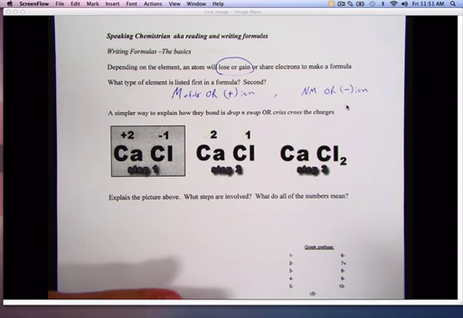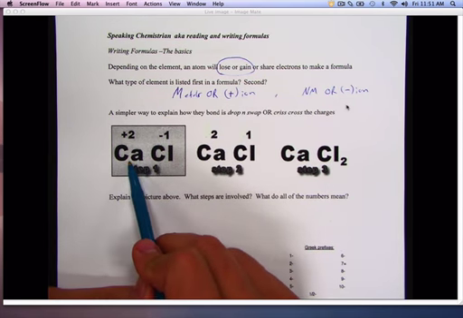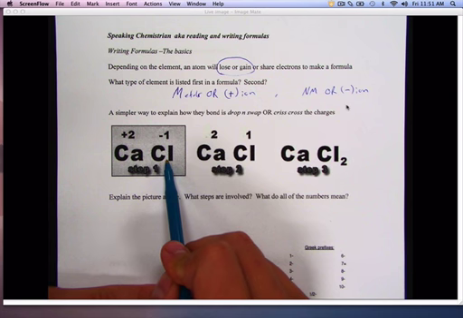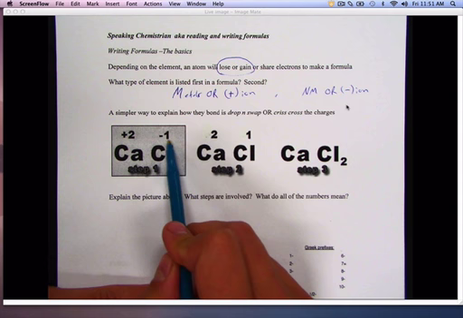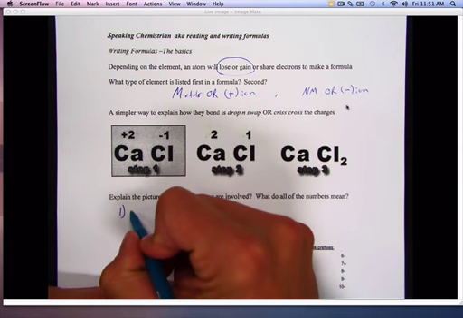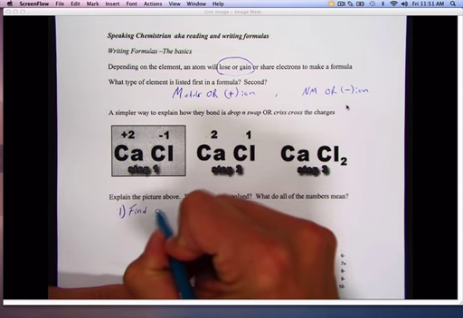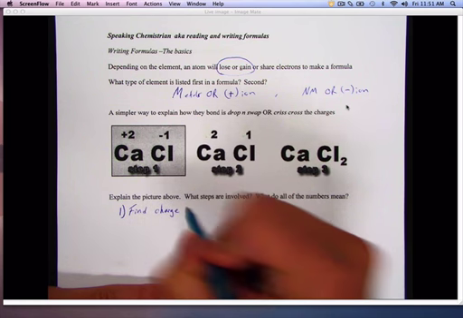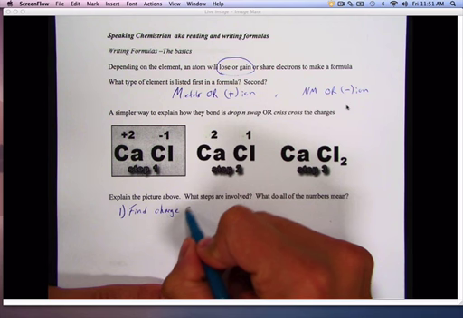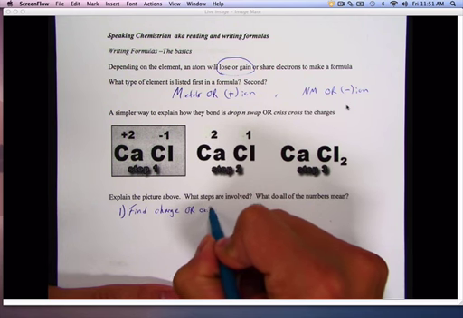So here's really the basic, what goes on. Calcium can form a +2 charge because normally it wants to lose those 2 valence electrons that it has. Chlorine has 7 valence electrons, because it's in group 7. It's going to gain an electron. So first thing you got to do is find the charges or the oxidation numbers, whatever you want to call them. First thing, find the charge of just a lone element. Otherwise, it's called the oxidation number.